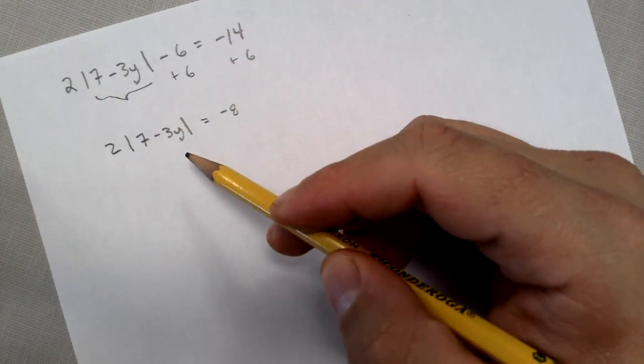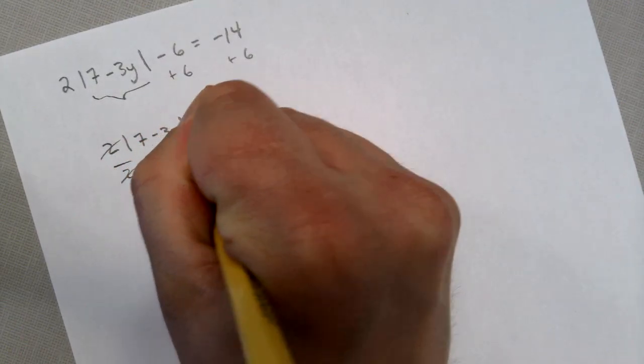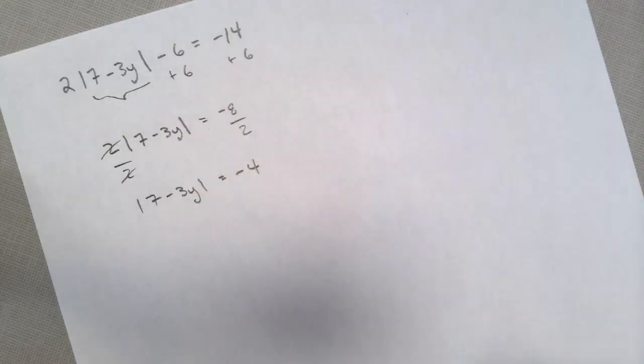So we need to get the absolute value expression all by itself. So let's start by adding 6 to both sides. That gives us 2 times the absolute value of 7 minus 3y equals negative 14 plus 6, which is negative 8. Our absolute value expression is still not all by itself, so let's divide both sides by 2. The absolute value of 7 minus 3y is equal to negative 4.